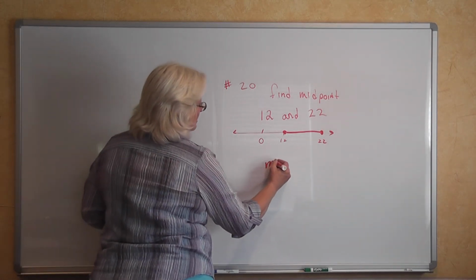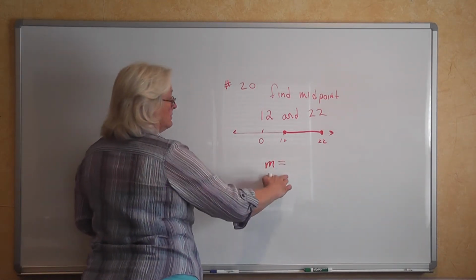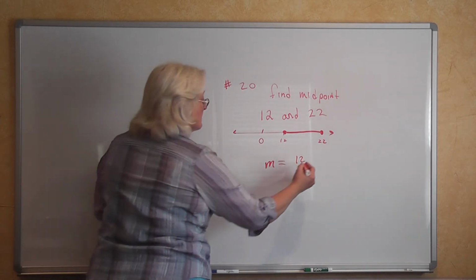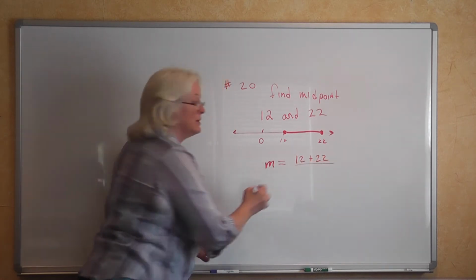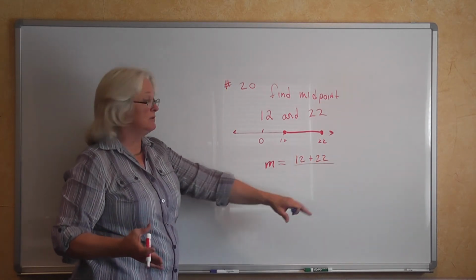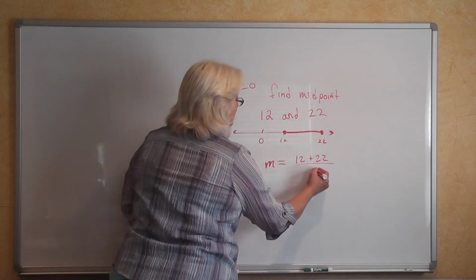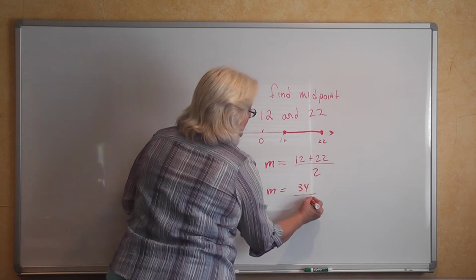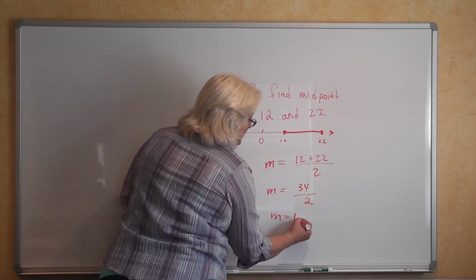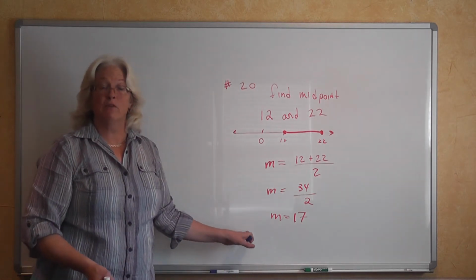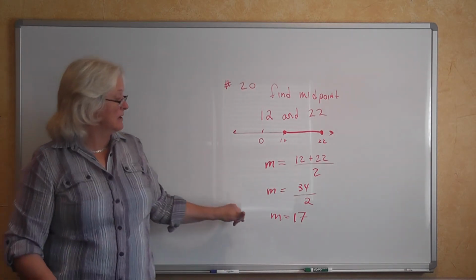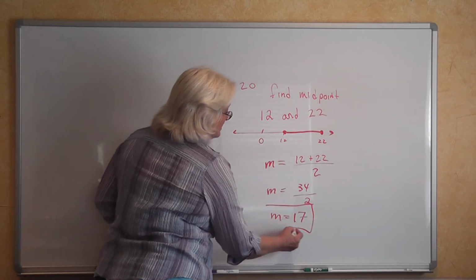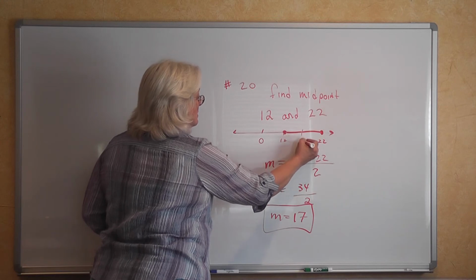The midpoint is equal to the coordinate of the first point, which is 12, plus the coordinate of the second point, which is 22. And then you cut that in half, divided by 2. The midpoint is equal to 34 divided by 2. When you do that division, you discover that the midpoint of that line segment is 17. Midpoint is 17, right there.